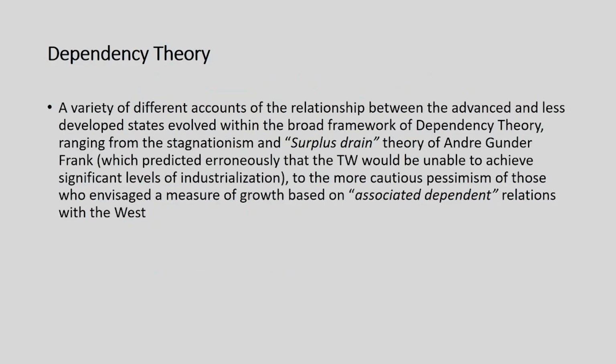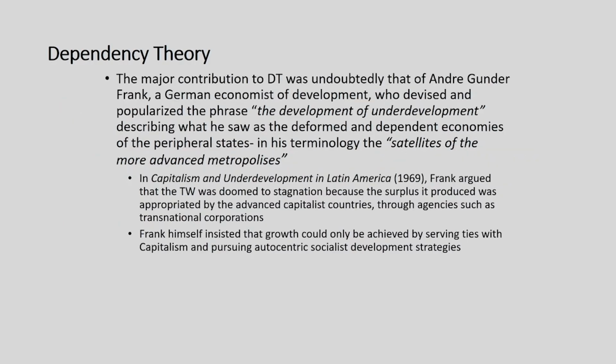A variety of different accounts about the relationship between the advanced capitalist countries on the one hand and the less developed countries on the other evolved within the broader framework of dependency theory, ranging from the stagnationism and surplus trend theory of Andre Gunder Frank, which predicted, erroneously though, that the third world would be unable to achieve significant levels of industrialization, to the more cautious pessimism of those who envisaged a measure of growth based on associated dependent relations with the West. We are going to discuss associated dependent relations when we will be discussing the dependency theory at length and in detail.